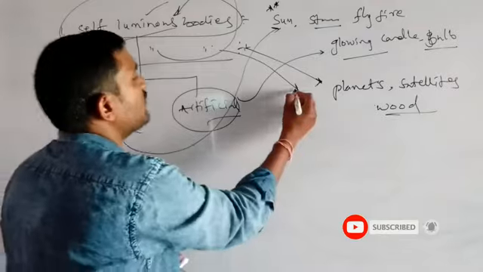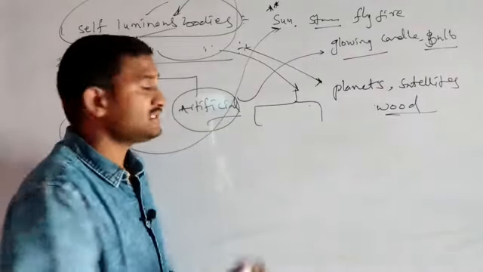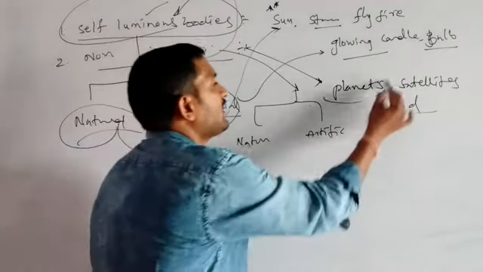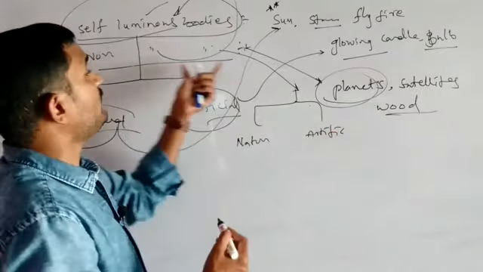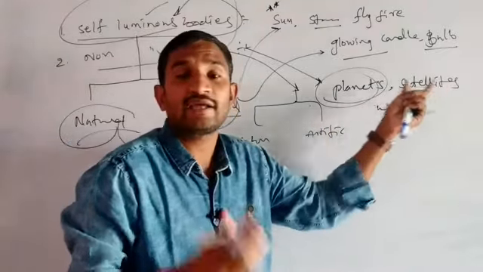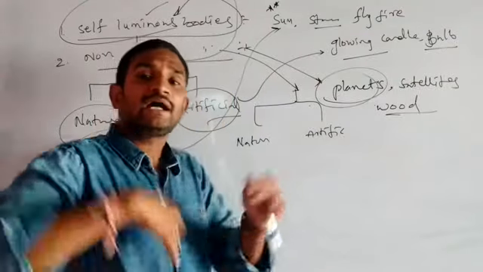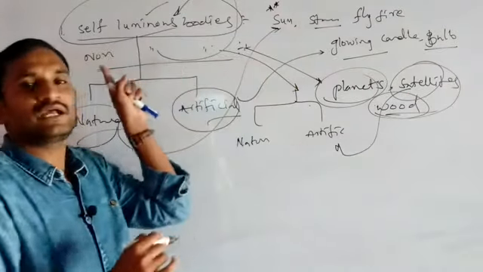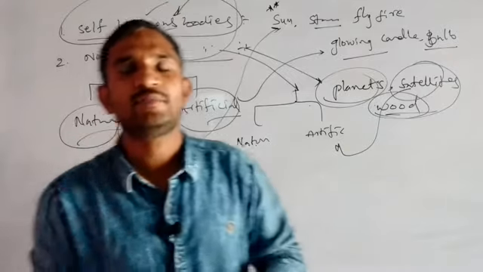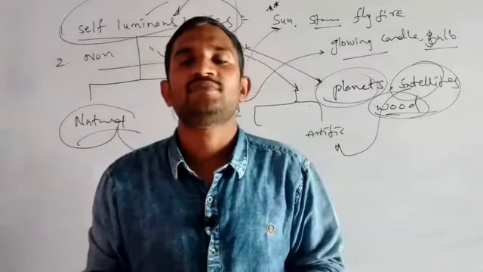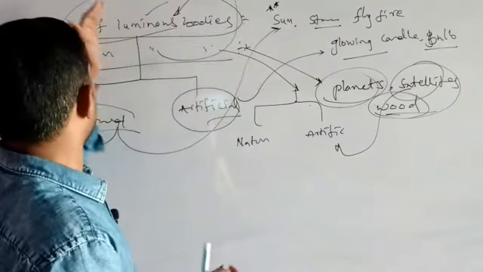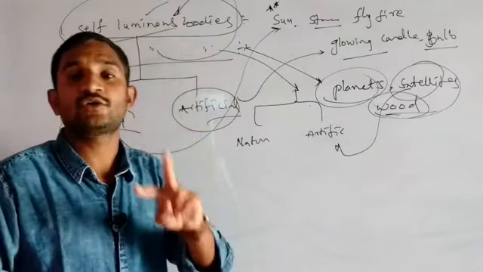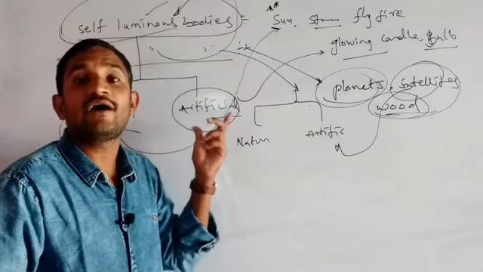Again, these non-luminous bodies are classified into two categories: one natural, one artificial. Here the planets are natural non-luminous bodies. Satellites like the moon are also natural. The other remaining satellites and wooden pieces are examples of artificial non-luminous bodies. So on the basis of emitting light, objects are classified into self-luminous and non-luminous bodies, each again classified as natural or artificial.